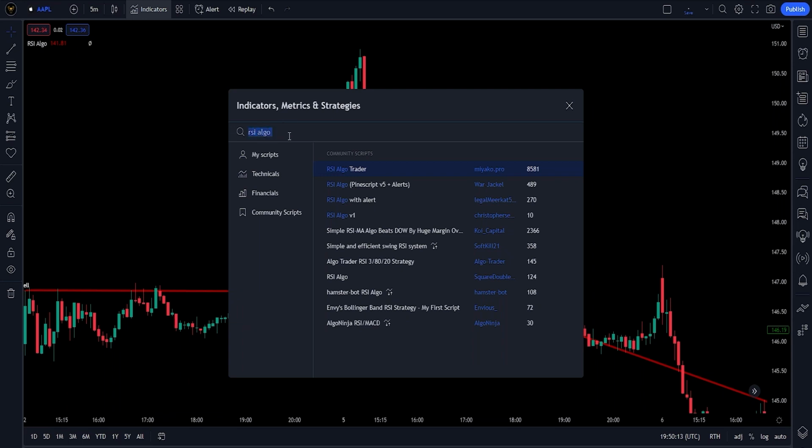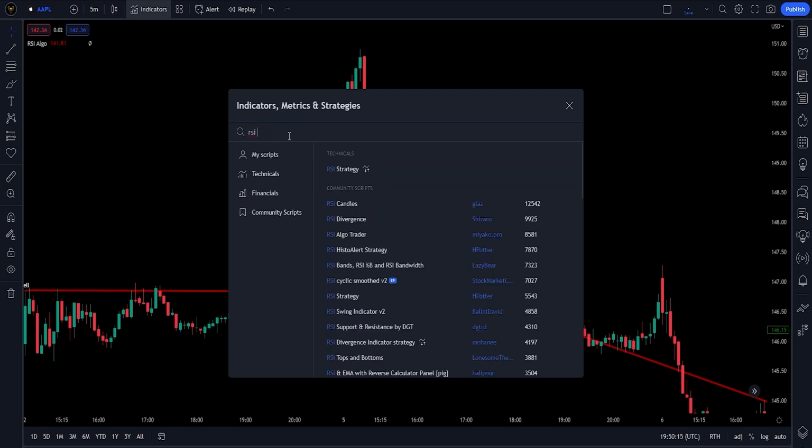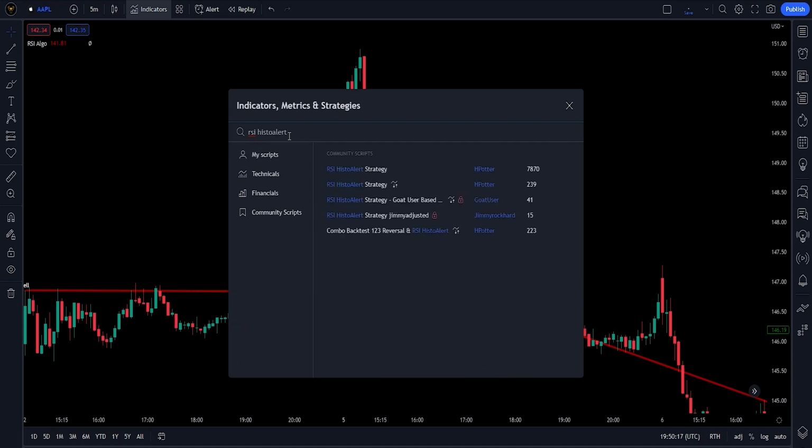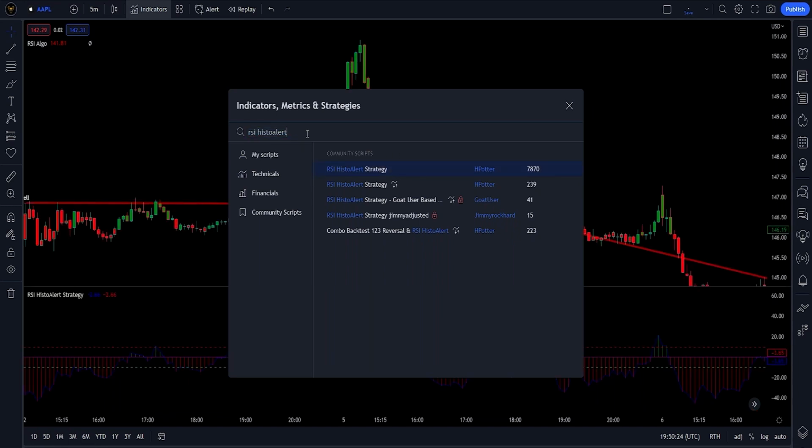Our second indicator, which will also be our volume indicator, is called RSI Histo Alert Strategy, which is this one by H. Potter. Once again, left-click it once. Lastly, search for Ripster EMA Clouds, which is our trendline indicator. Left-click it, and close this tab.